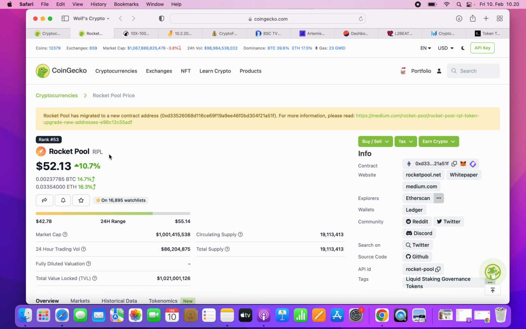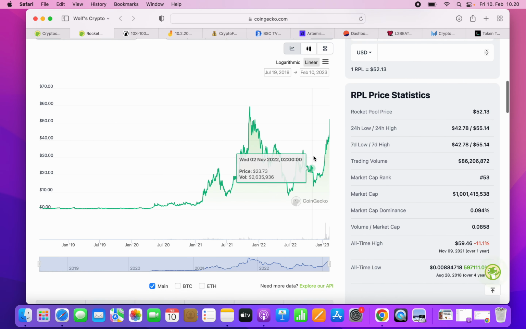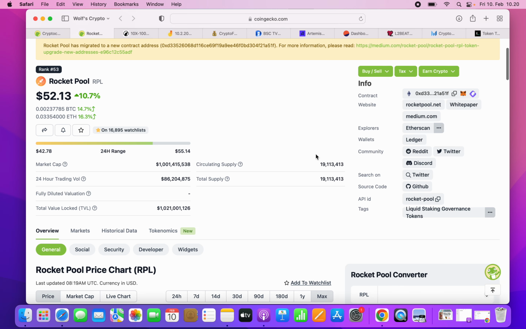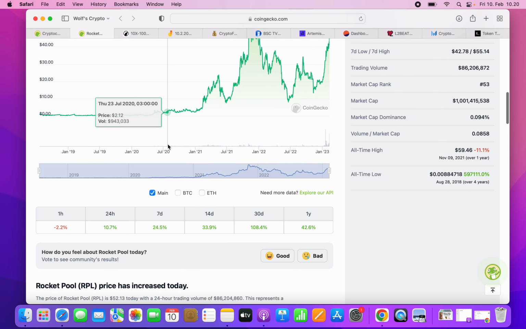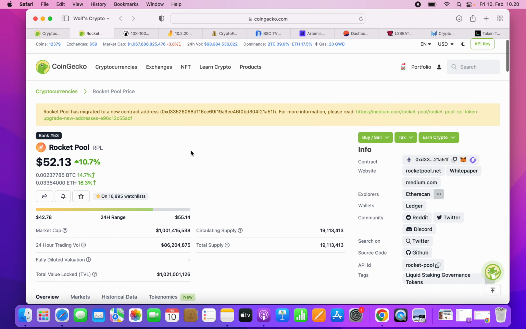RPL, whatever it is, the ticker. But this is a price prediction video for Rocket Pool. I think that these types of decentralized staking protocols for ETH are going to skyrocket in the next bull run. It's inevitable, in my opinion, if the project is good, because ETH is so good.